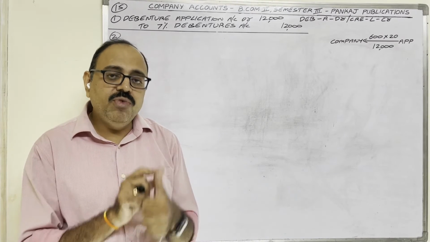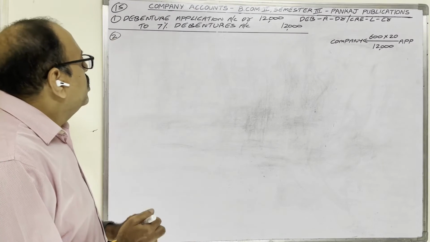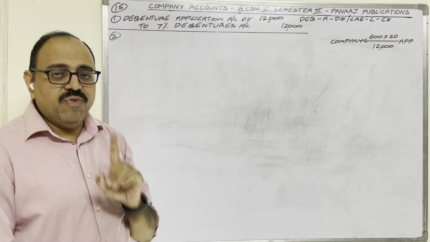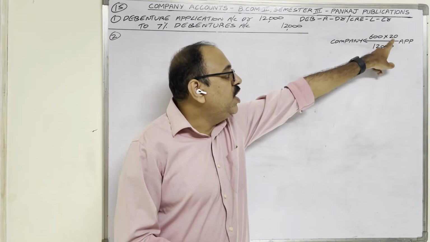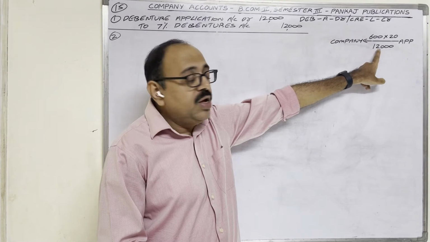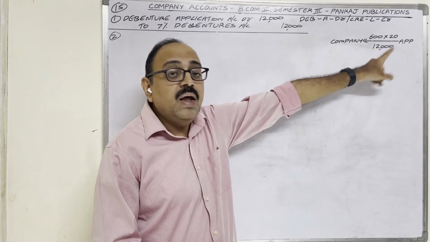Therefore, the transfer entry we will write now. From applicants, allotment money should come. On 1 debenture, allotment money is 20 rupees. On 600 debentures, 12,000 should come.